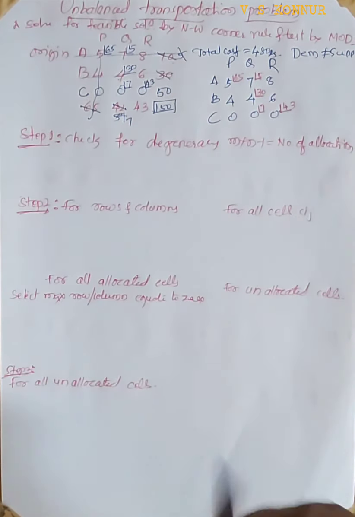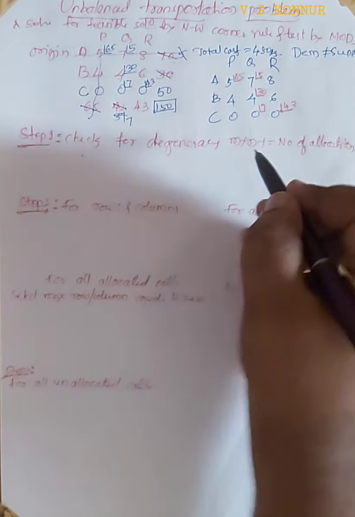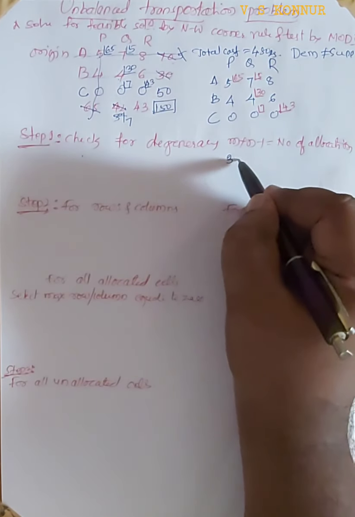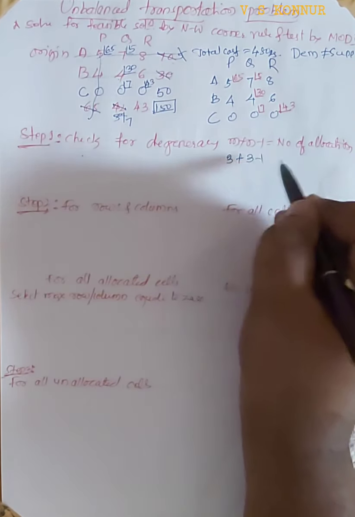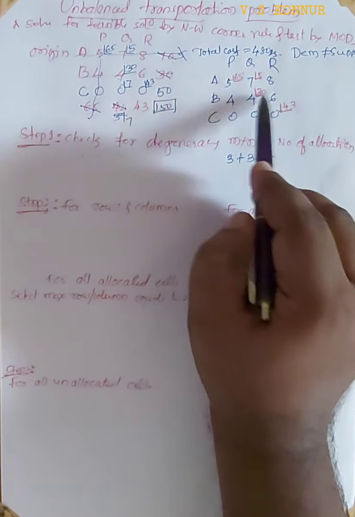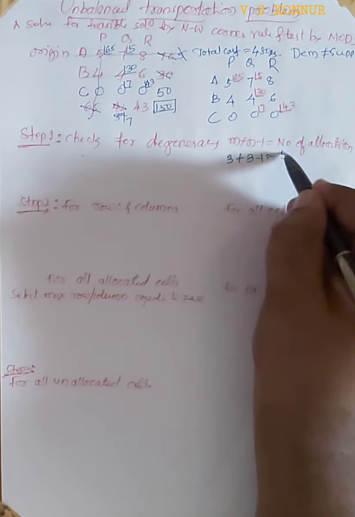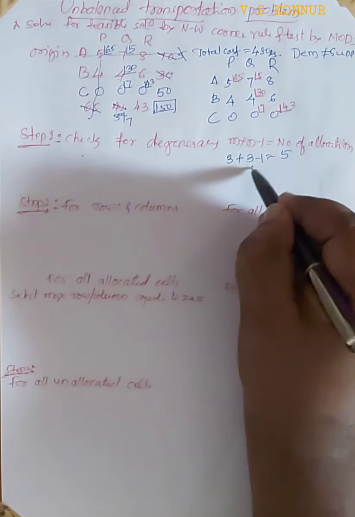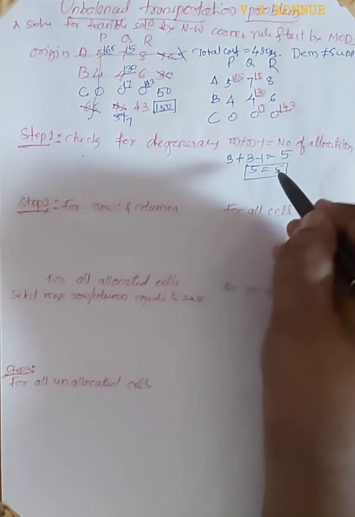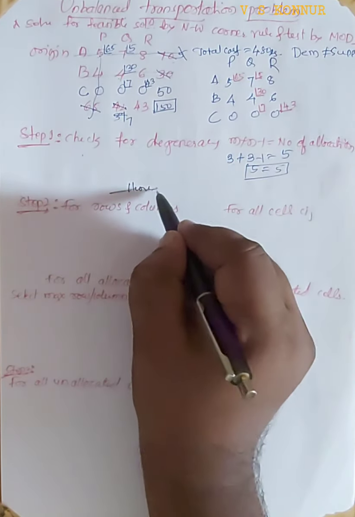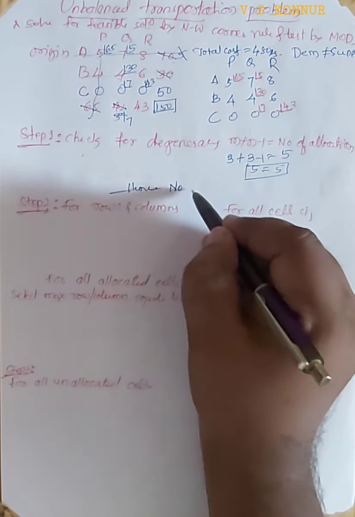Now we'll check for the degeneracy. So m plus n minus 1, m is equal to 3, plus n is equal to 3, minus 1, that is equal to the number of allocations: 1, 2, 3, 4, 5. 5 allocations are there. 3 plus 3, 6, minus 1 equals 5. So hence no degeneracy exists.